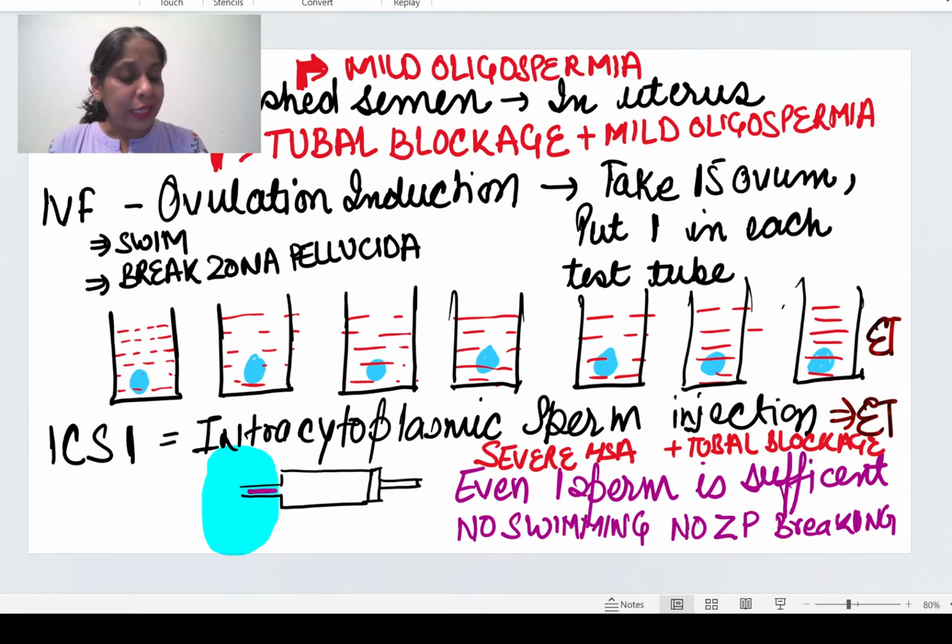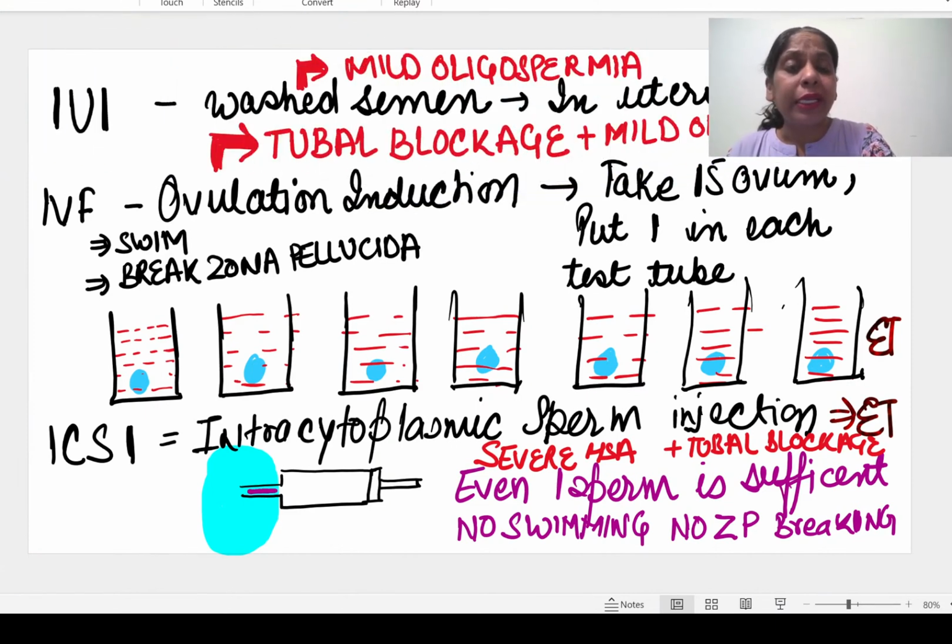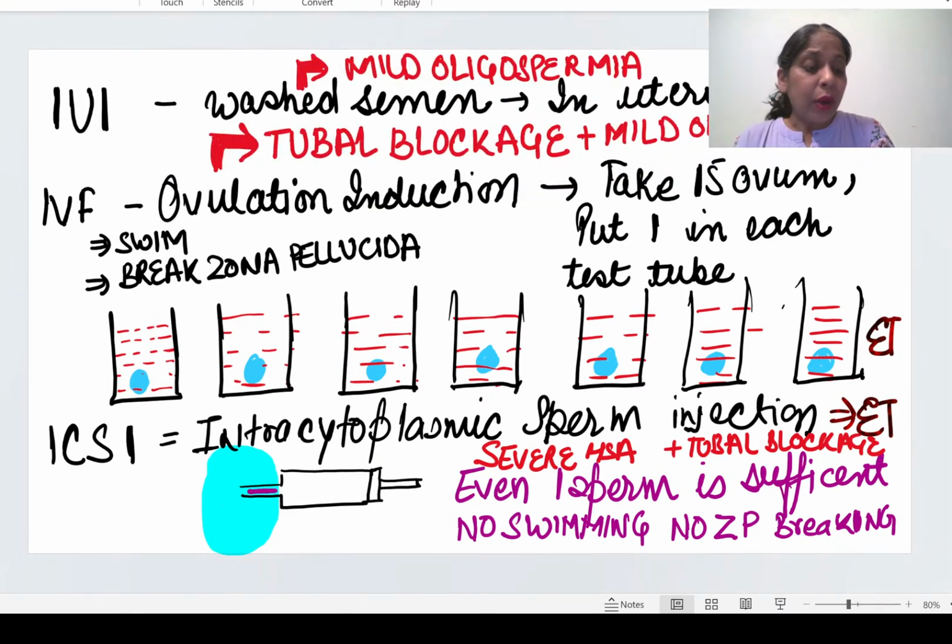What does IUI stand for? IUI stands for intrauterine insemination. What do we do in intrauterine insemination? We take the male semen, wash it, and put that washed semen into the uterus of the female. Basically, we do IUI in mild oligospermia.